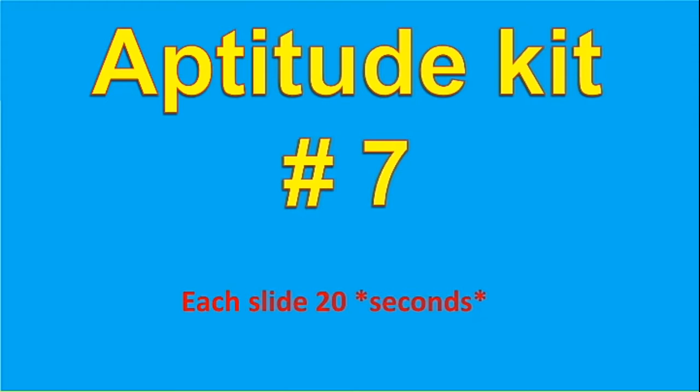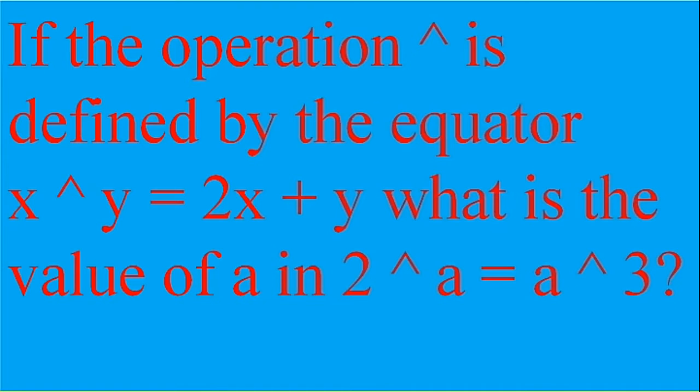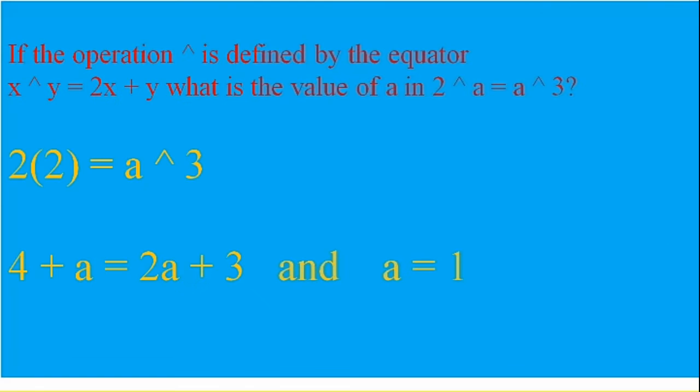The first question. If the operation is defined as the equation x power y equal to 2x plus y, what is the value of a in 2 power a equal to a power 3? So what you have to do, just observe that directly x should be substituted with 2 and y should be substituted with a. That's all.